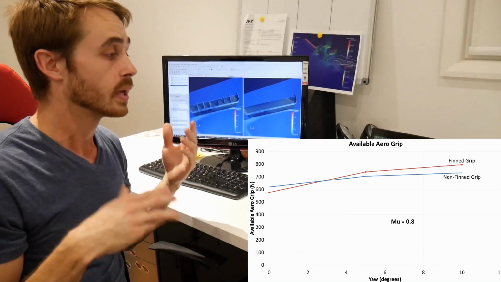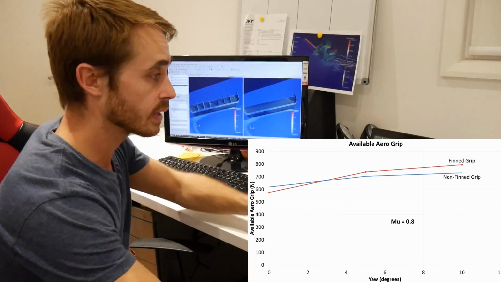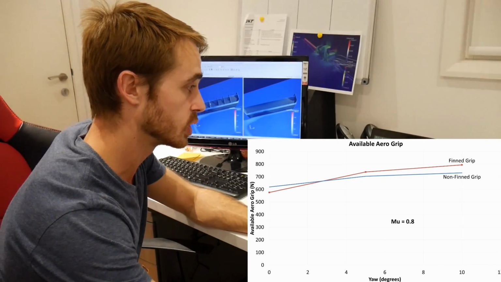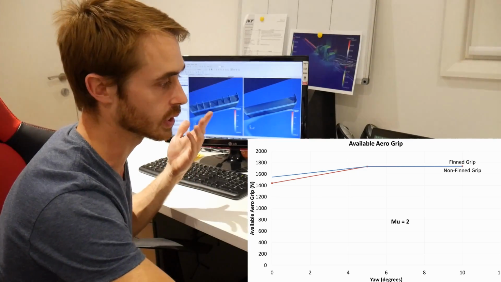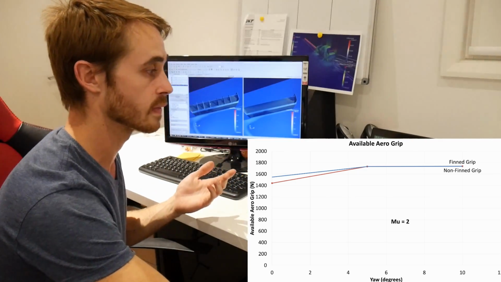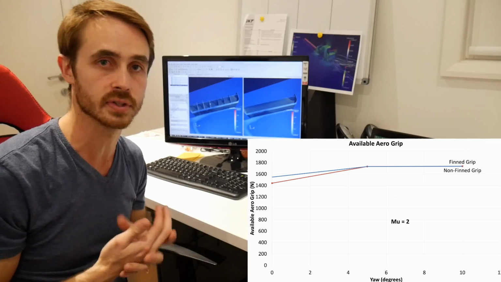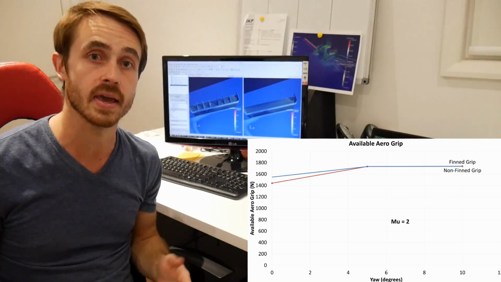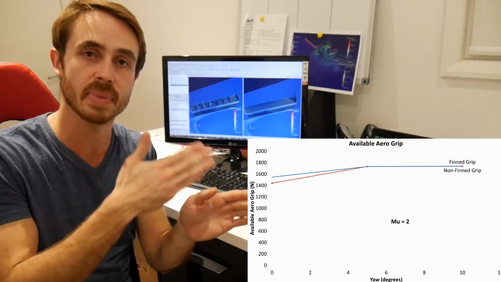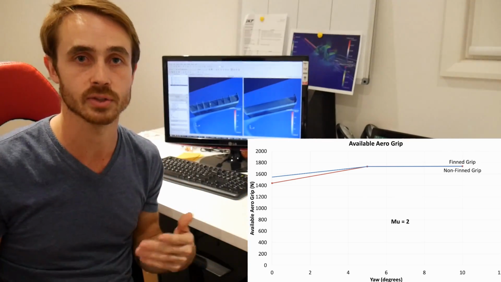and then as we get higher, we want even more. If we're running a higher level of grip, so we change our coefficient of friction to say something like 2, which is very, very high, we can see that the non-finned wing actually outperforms the finned wing at all points. So it depends on how much grip you've got available, as well as how much slip angle you're getting on your car, as to which one of these wings you want to go for.